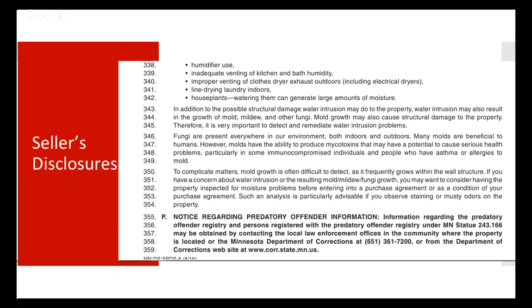Yeah, you've got some mold. Line 355, notice regarding predatory offender information. Basically, hey, here's a website that I have to make you aware of. You can go ahead and visit it to see if there are any potential registered sex offenders that live nearby any of the properties you might be interested in. That gets covered in the agency form as well.